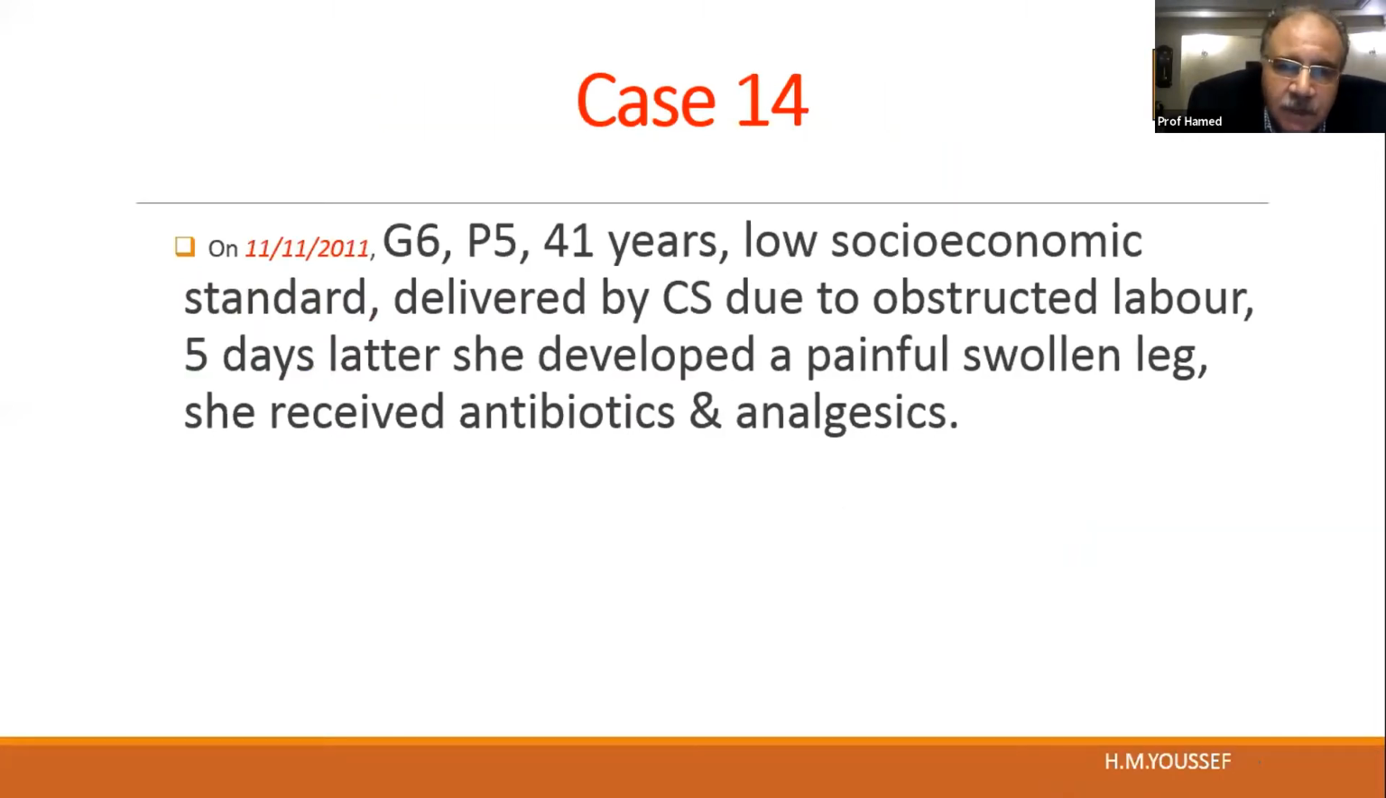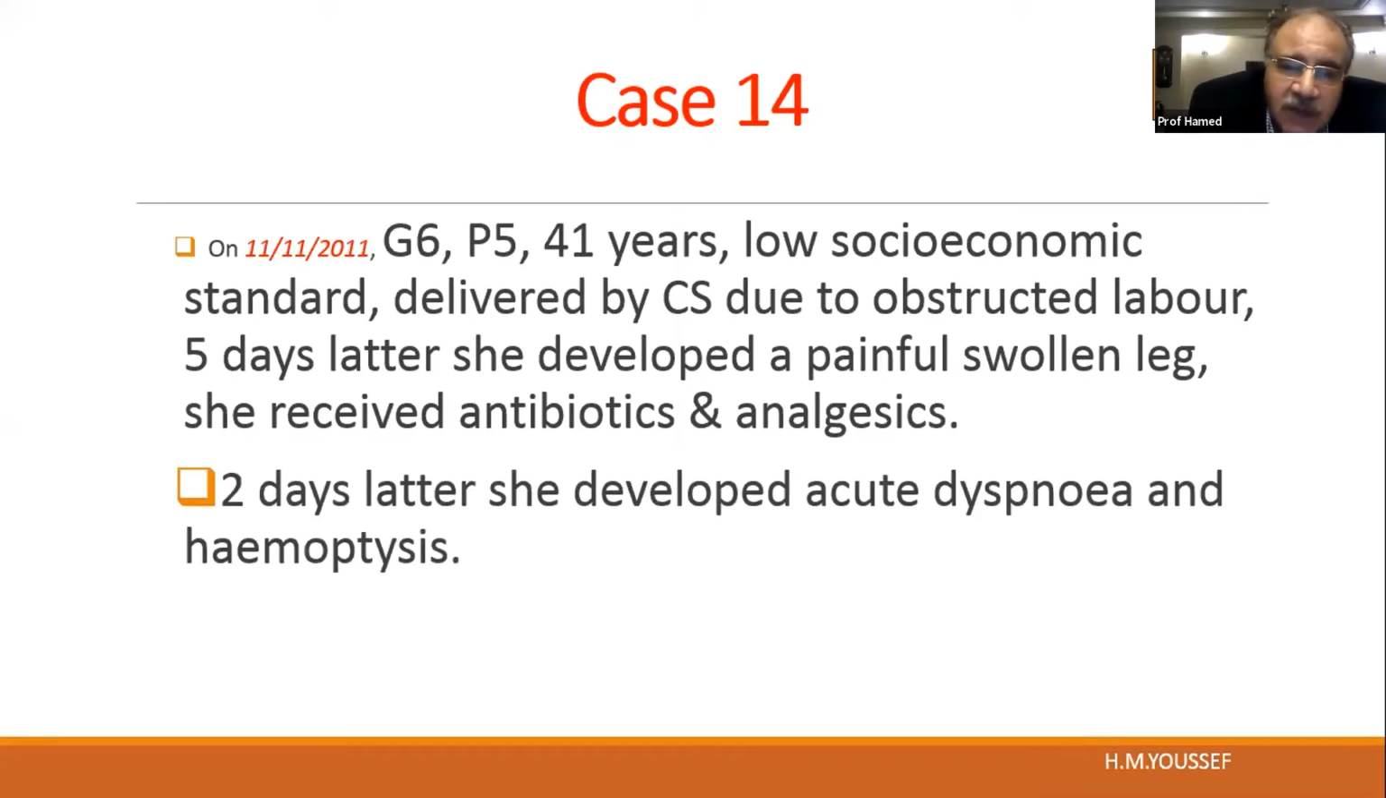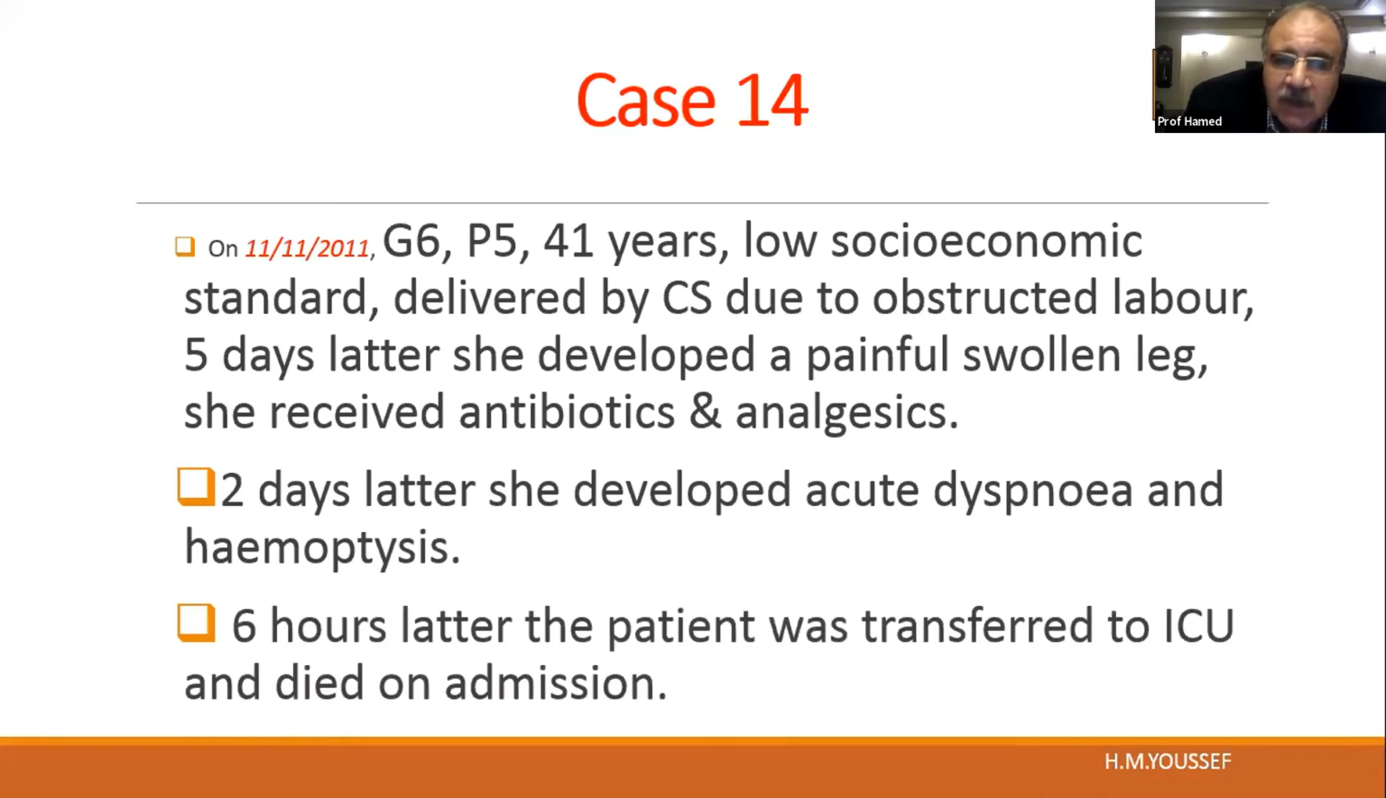Case number 14. On 11/11/2011, a poor patient, gravida 6 para 5, 41 years, with low socioeconomic standard, delivered by cesarean due to obstructed labor. 5 days later, she developed a painful swollen leg, and she asked help from a doctor, who gave her antibiotic and analgesic. 2 days later, she developed acute dyspnea and hemoptysis. 6 hours later, the patient was transferred to ICU and died on admission. This is a real case.